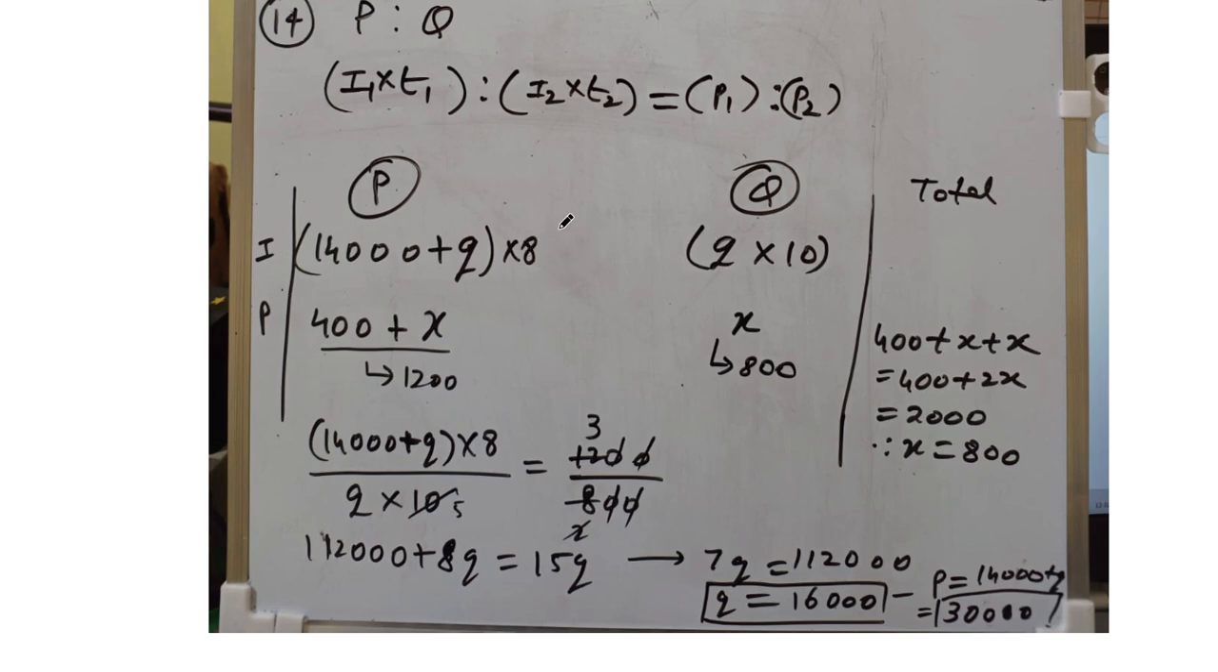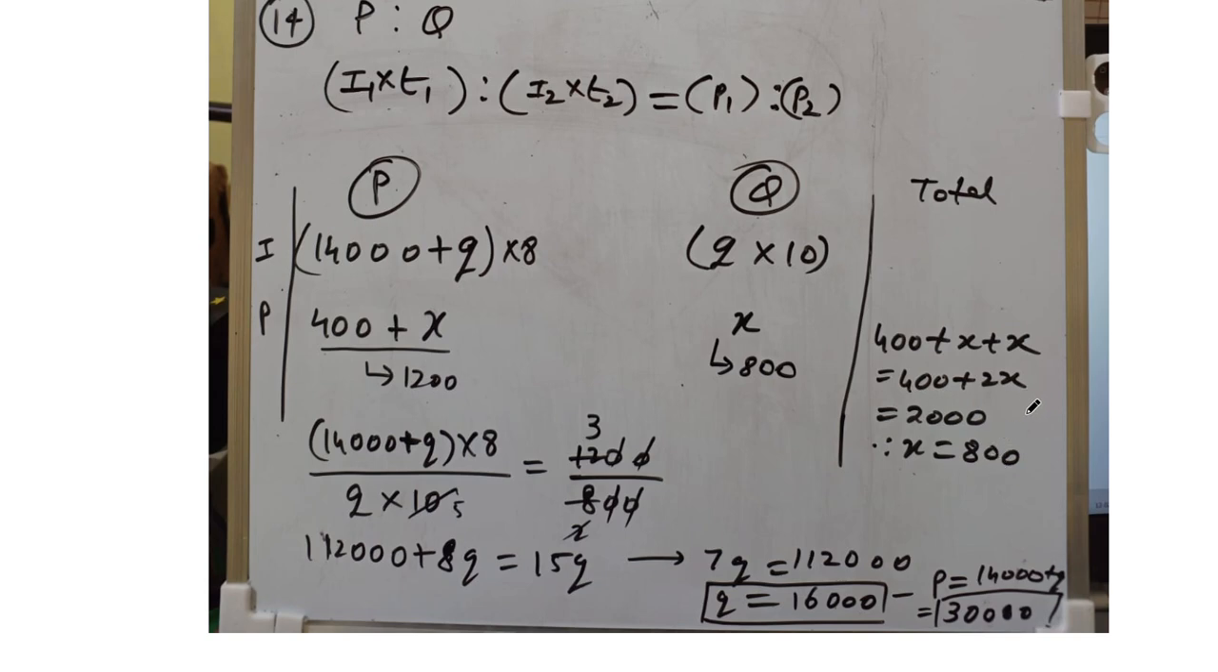And coming to the time, P invested for 8 months, Q invested for 10 months. And we know that Q is getting X profit, P is getting 400 more than the X profit. I mean Q's profit, which is X. So 400 plus X. And they have also given one equation that the total profit is 2000 rupees.